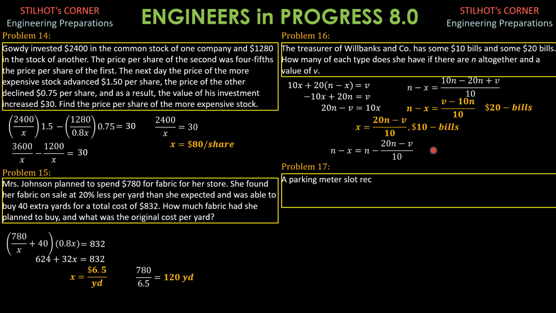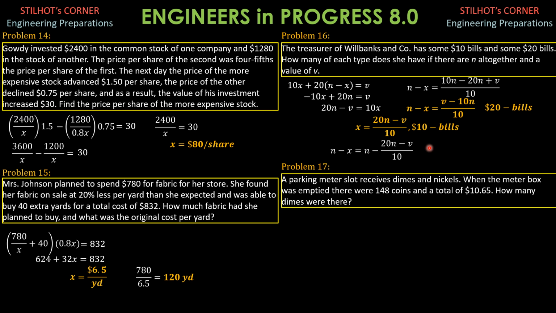Problem 17. A parking meter slot receives dimes and nickels. When the meter box was emptied, there were 148 coins and a total of $10.65. How many dimes were there?